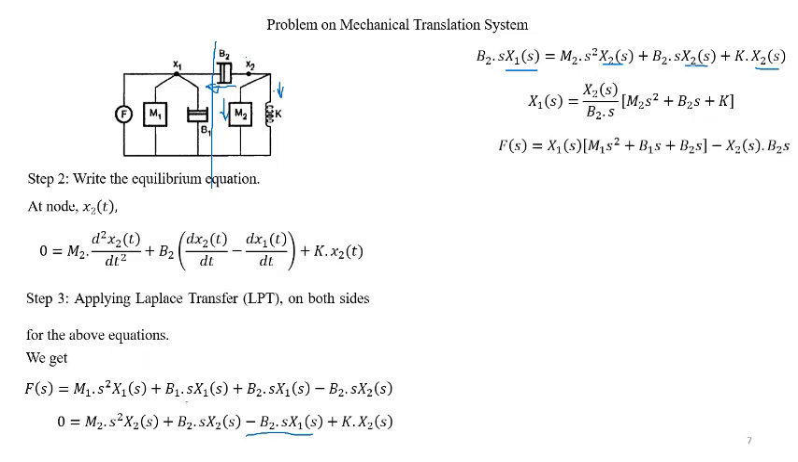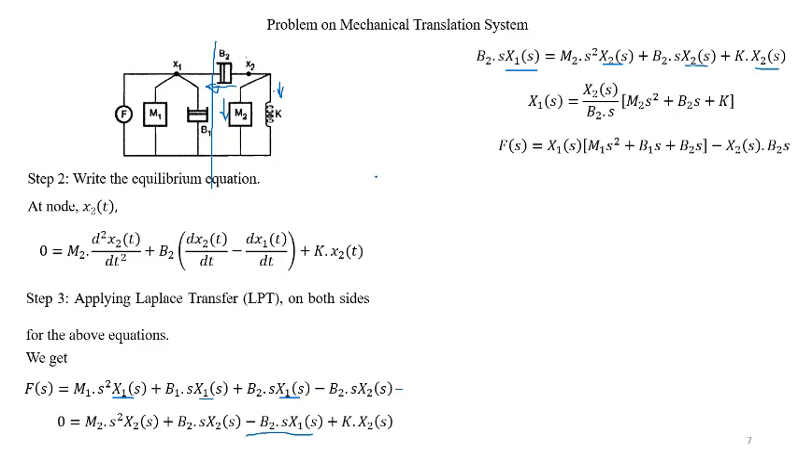Next, from the third equation, we are rearranging. We are bringing x1 of s outside. So here x1 of s is there, and we are bringing it outside. So it will be F of s equal to x1 of s bracket m1 s square plus b1 s plus b2 s, minus x2 of s into b2 s. It is written in an algebraic form. Now we are supposed to substitute x1 of s here.